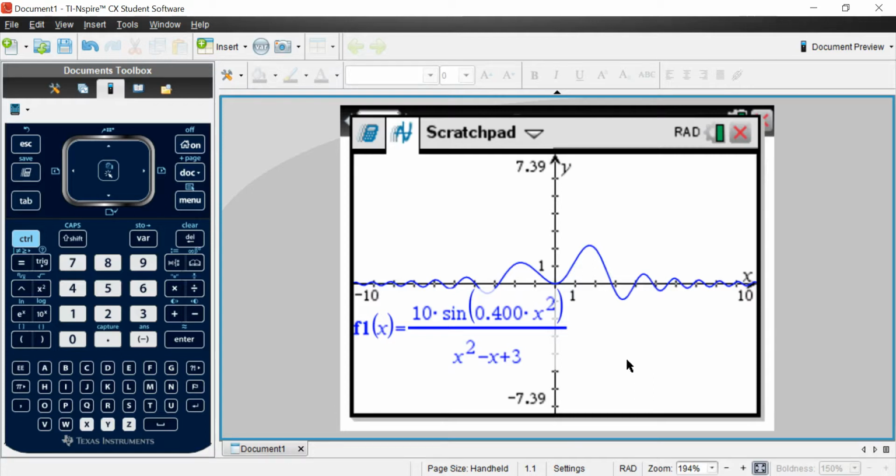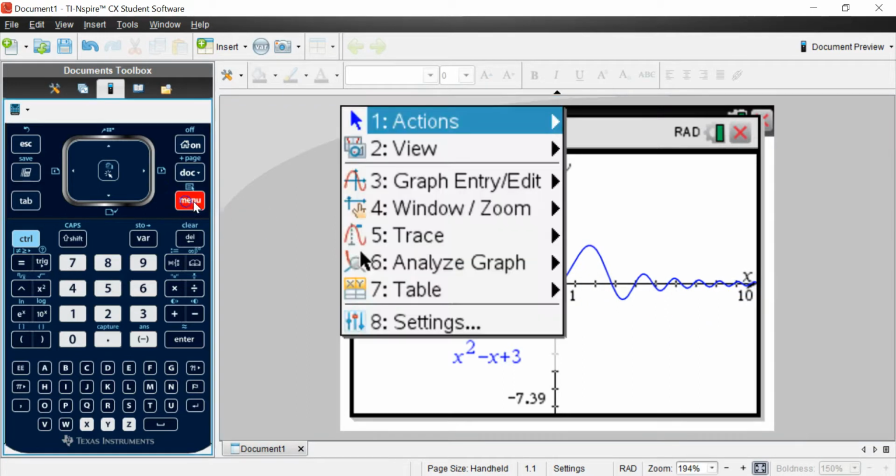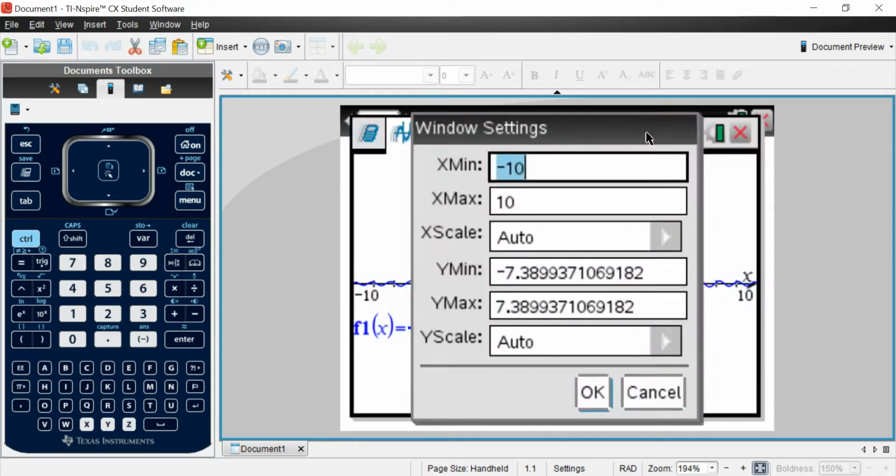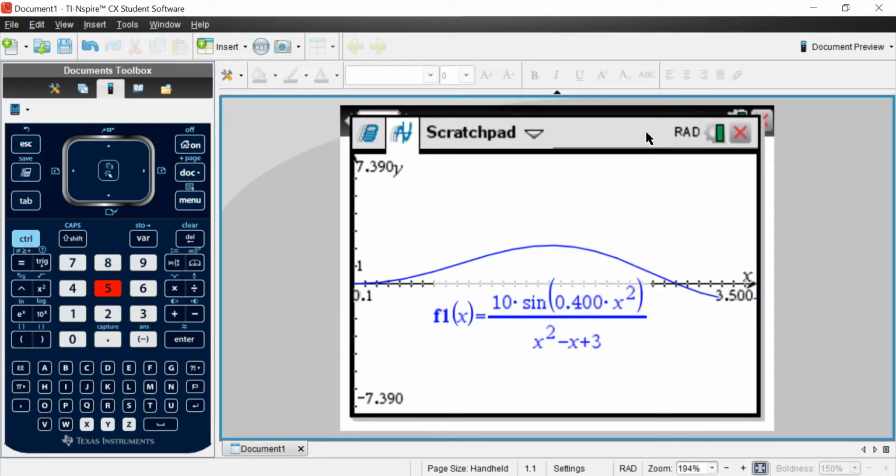So here is my velocity function. Now, this is from -10 to 10. The problem specifically said from the time interval 0 to 3.5. So let me change that. There's my graph. That's the correct function. And we want to find the value of the derivative at time t equals 3.